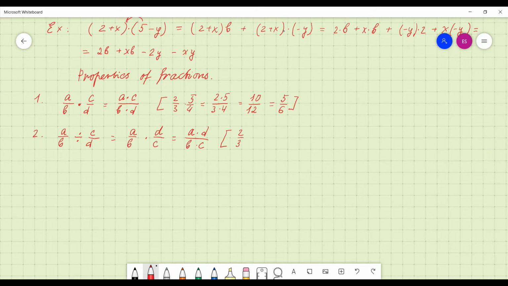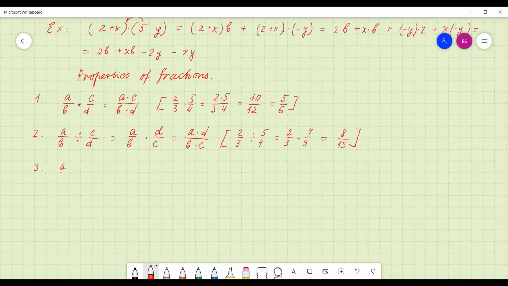2 over 3 divided by 5 over 4. So it's 2 over 3 multiplied by 4 over 5. I flipped the second fraction, and then you just multiply 2 by 4, and that's going to be 8, and 3 by 5 is going to be 15, and there is nothing to cancel here. Okay, now we are going to talk about addition. Looks like addition is supposed to come first, but actually it's a little bit more complicated.